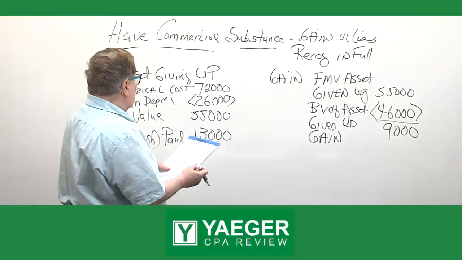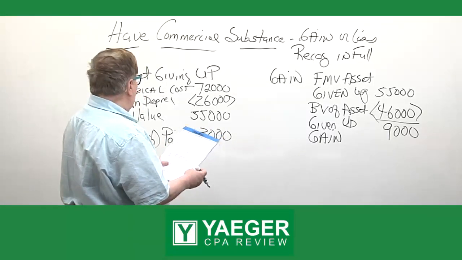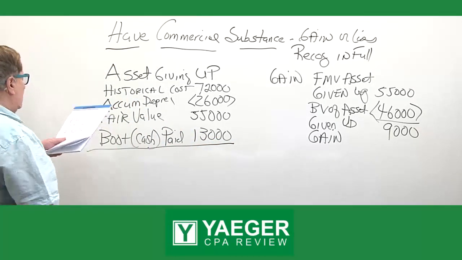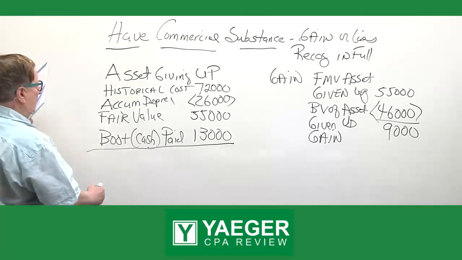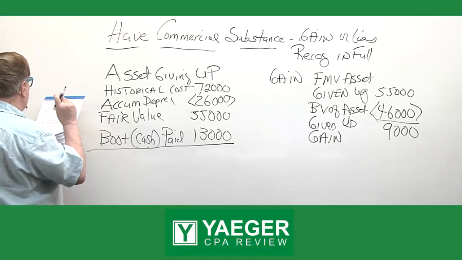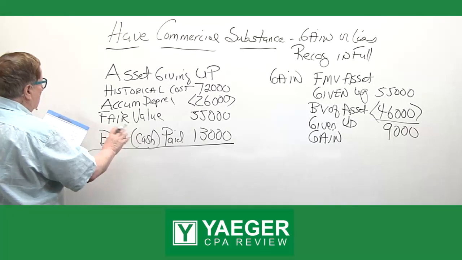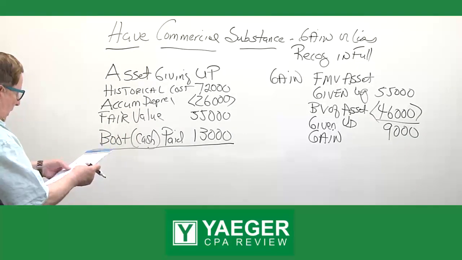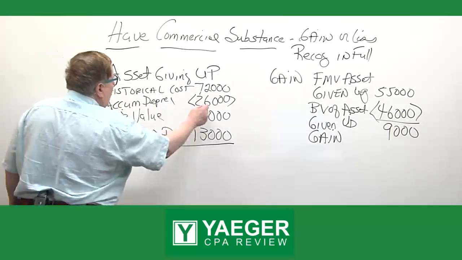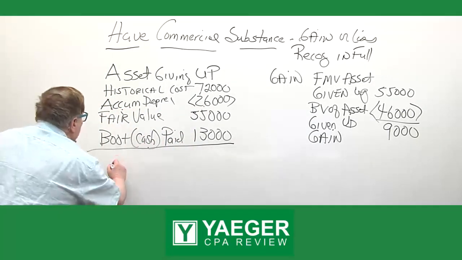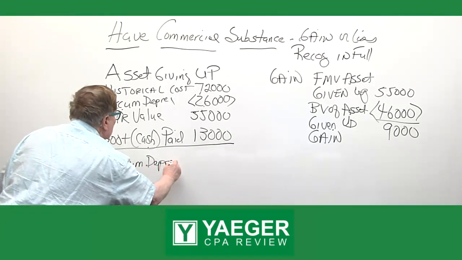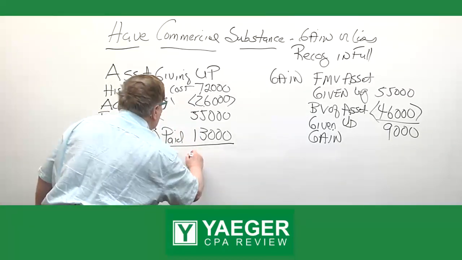Now, the next thing is, what about the journal entry here? Let's get the journal entry, and I'm going to write this. First of all, the fair market value of the asset we received, well, we don't need that. So anyway, let's get the journal entry here. First of all, we gave up accumulated depreciation of $26,000. So we're going to debit accumulated depreciation of $26,000.